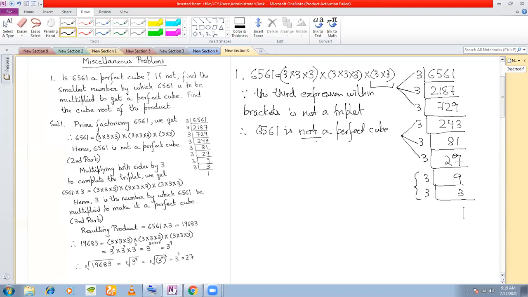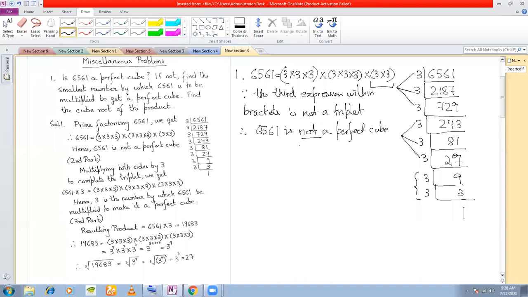Just as in squares, while finding out square numbers, we are showing pairs of equal primes. Here the only difference is that we show this in terms of triplets, not in terms of pairs, because we are talking about cube numbers. Okay, the first question is answered.